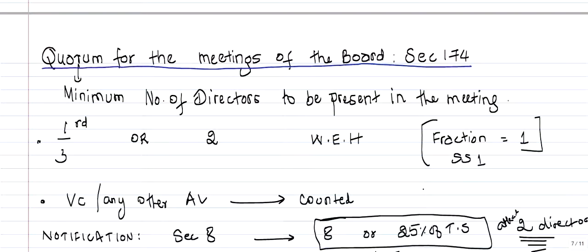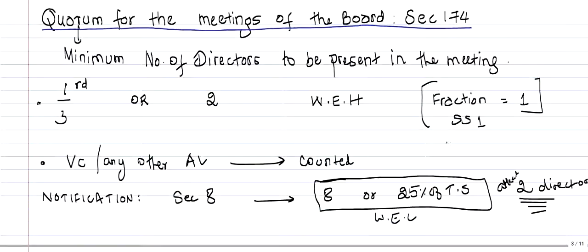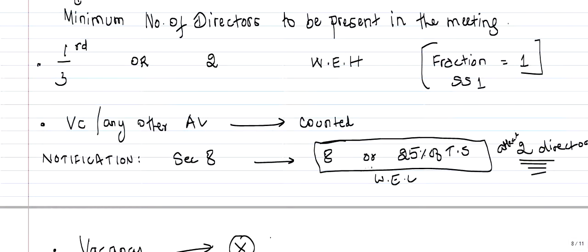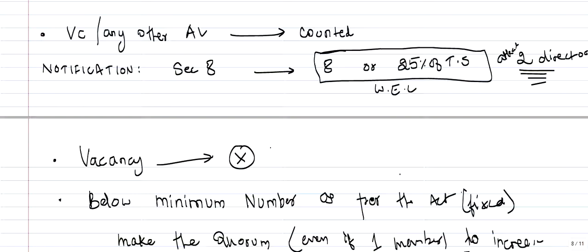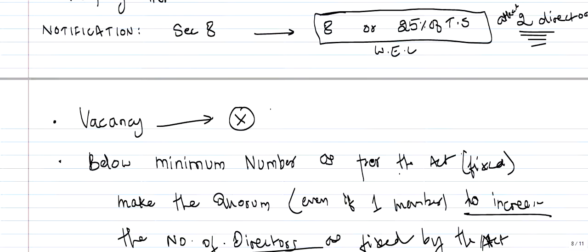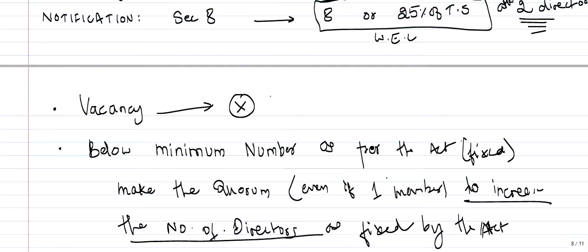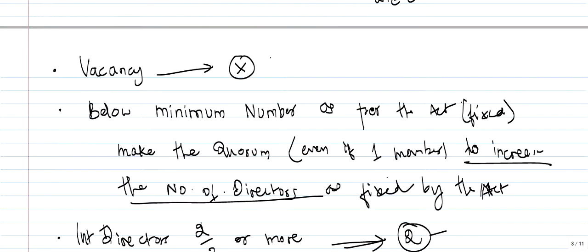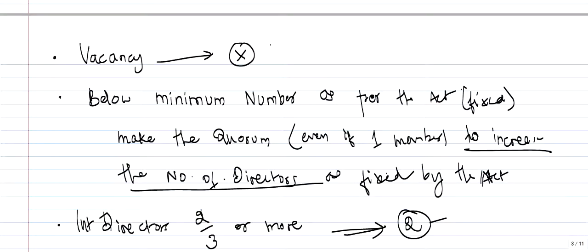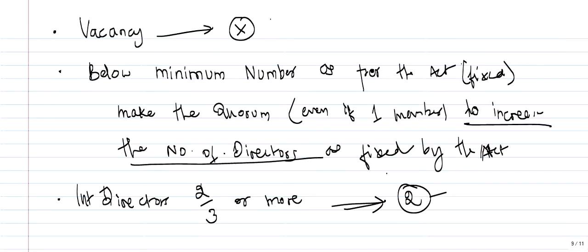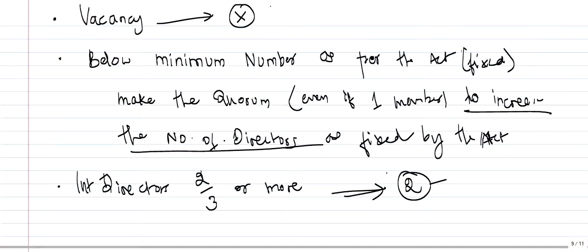Quorum for the meetings of the board, section 174. Minimum number of directors to be present in the meeting: 1/3 or 2, whichever is higher. Fraction shall be considered as 1. Video conference or any other audio-visual means shall be counted for the quorum. Under the notification, section 8 or 25% of total strength, whichever is lower, at least 2 directors are required. Vacancy shall not be considered for the total strength for the calculation of quorum. If the number is below the minimum as per the Act, the quorum can be increased even if it is 1, in order to reach the minimum number fixed by law.